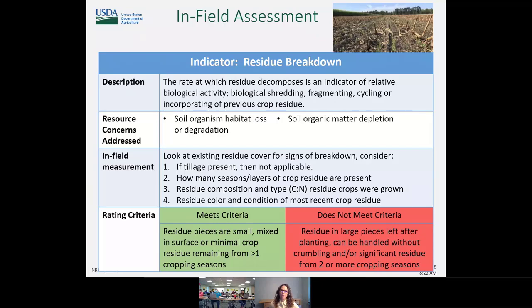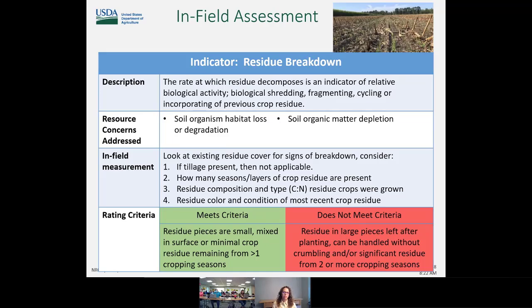So another indicator we look at is residue breakdown, and this is the rate at which the crop residue on the surface is decomposing. And it really is a reflection of the biological activity of that ecosystem. So you're looking for evidence of shredding or fragmenting and a breakdown or cycling or incorporation of crop residues. And the resource concerns here are habitat loss and soil organic matter.